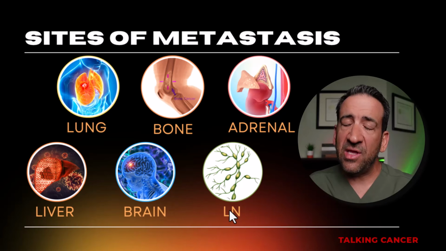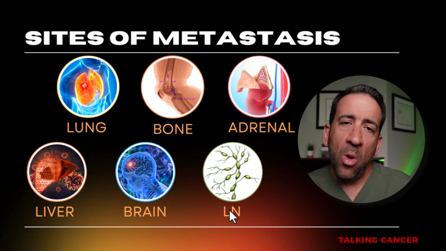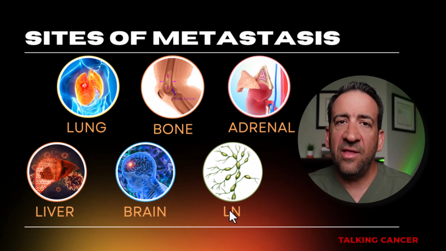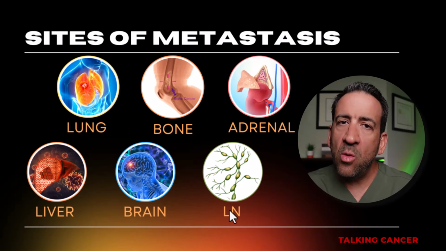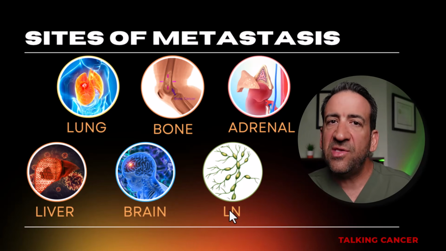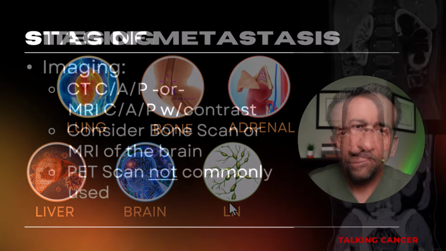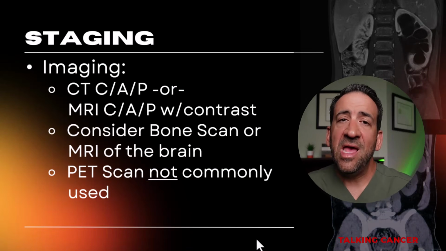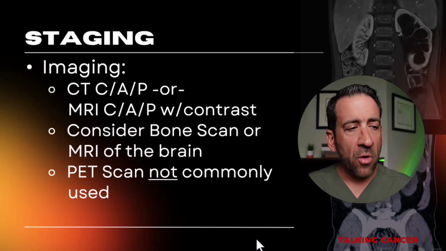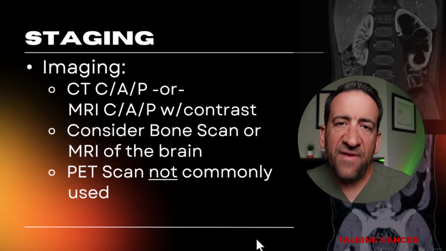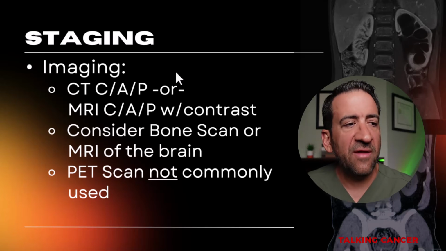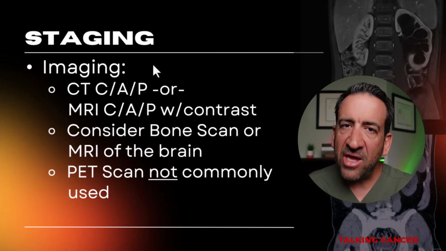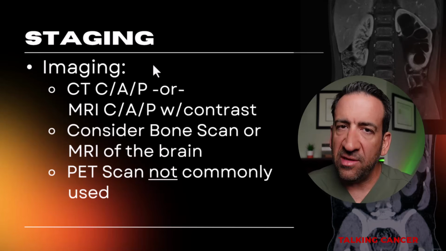So these are the sites that we want to concentrate on when we are performing CT scans or MRI scans. We want to try to focus on these sites, all right? So now this leads us to staging. And staging is basically tests that we are going to perform to try to figure out how advanced your kidney cancer is, okay? And for this, obviously, pictures of the body, what we call imaging tests, are the way to go.